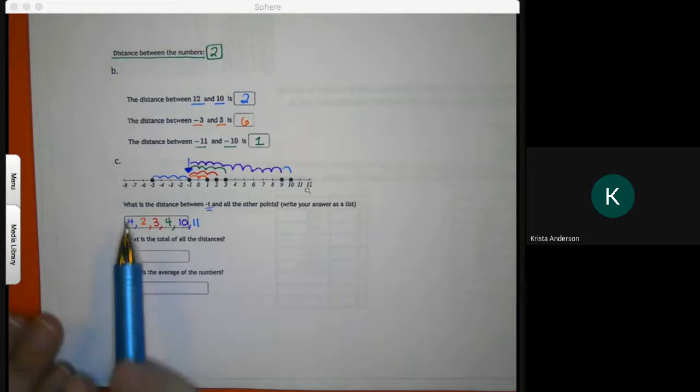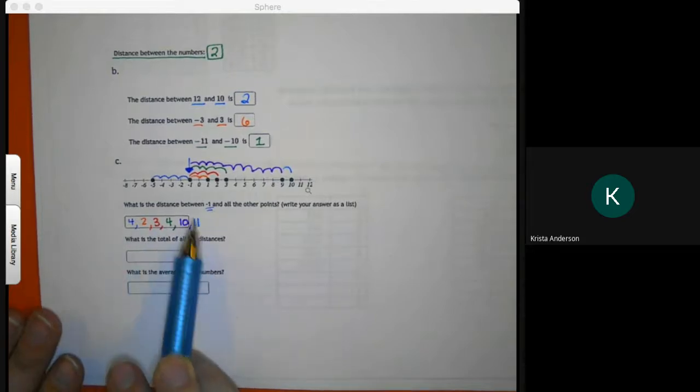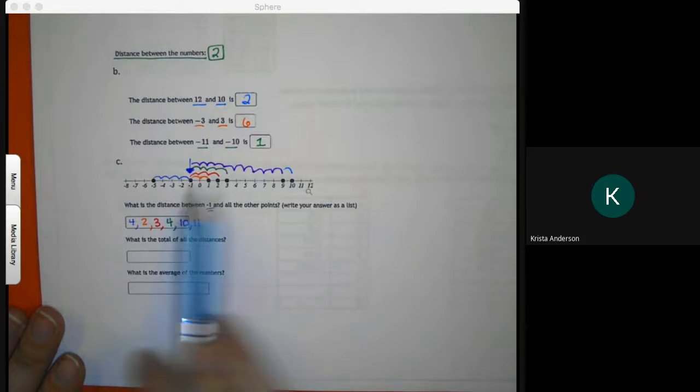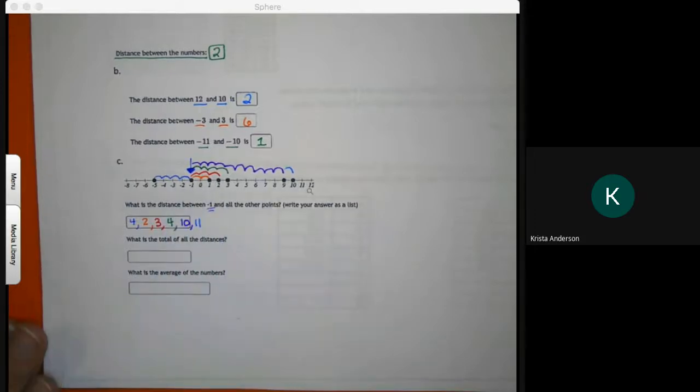That's a lot, but we're just counting. 1, 2, 3, 4, 5, 6 numbers, which makes sense because there's 1, 2, 3, 4, 5, 6 distances from -1.